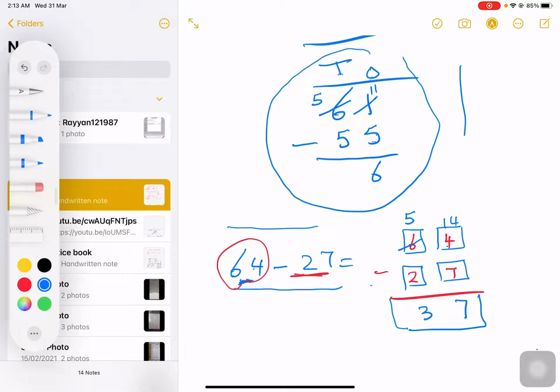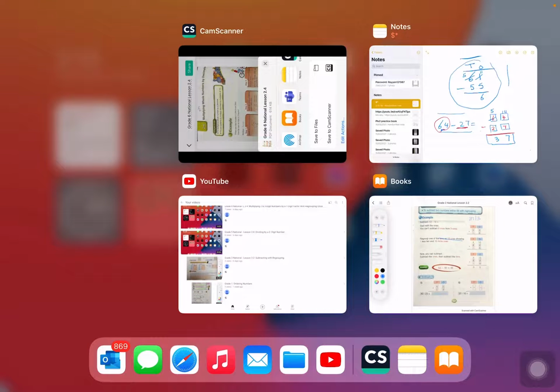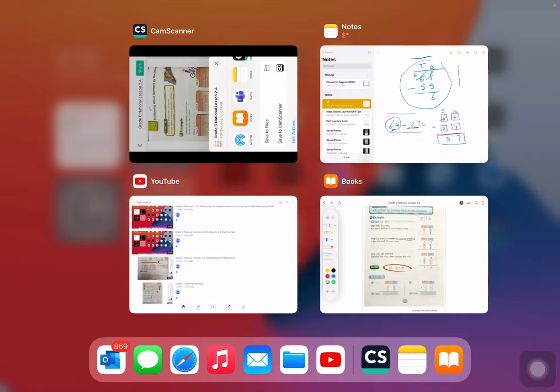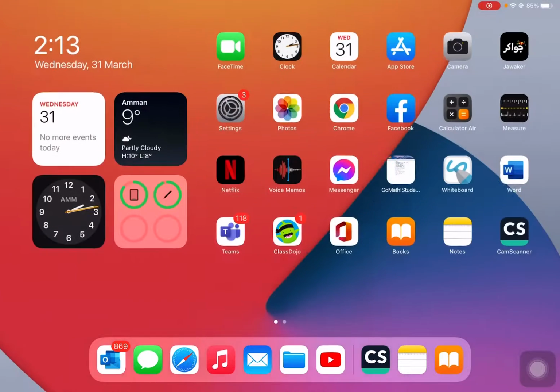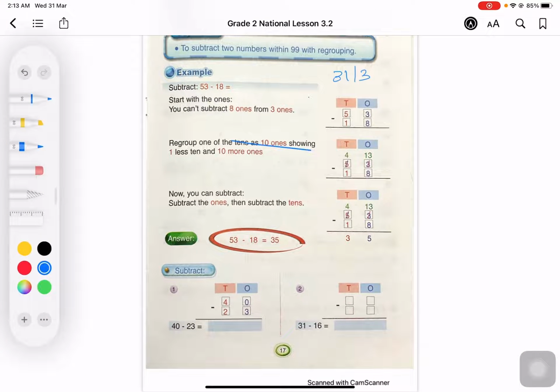Now let's go back to our books, to page 17. In page 17, they wrote for us a question. Our question is 53 minus 18, okay? Now, I am going to write it. This is horizontal. They wrote it for you vertical.